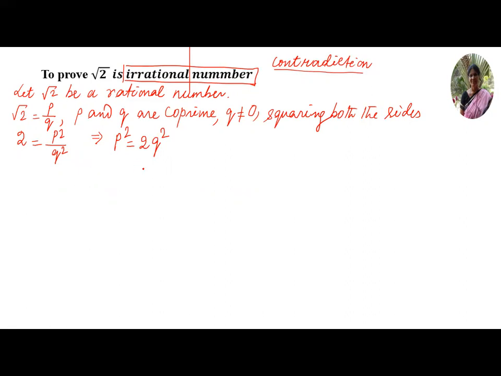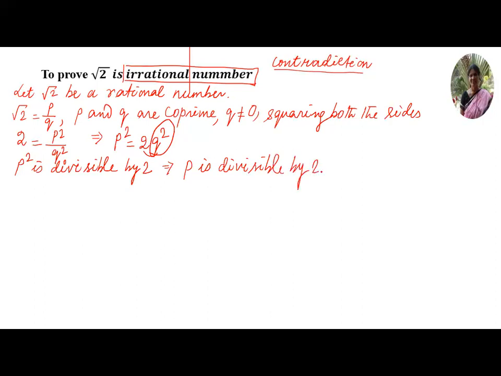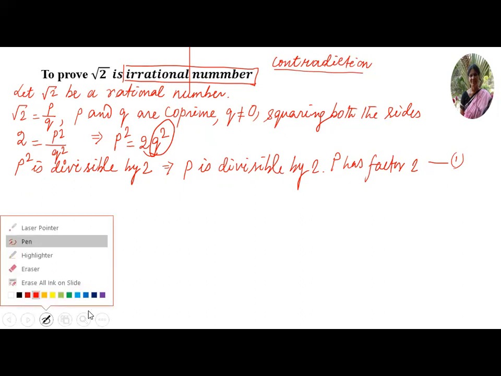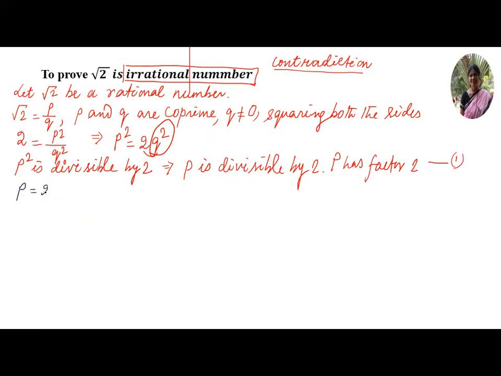Cross multiplication. So I am getting a condition now. p square is divisible by 2 because it is a multiple of 2. p square is divisible by 2 because it is 2 into something. This implies that p is divisible by 2. When p is divisible by 2, p has factor 2. This is relation 1. Now when p has a factor 2, p can be written as twice r. Let p is equal to twice r.